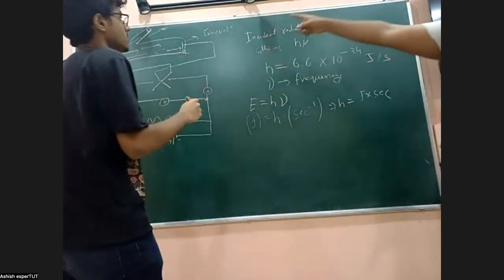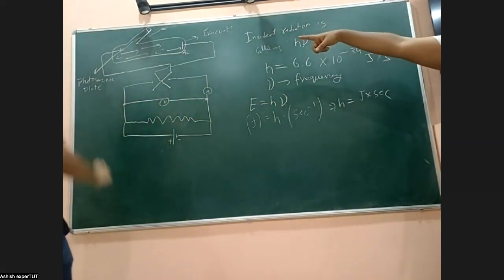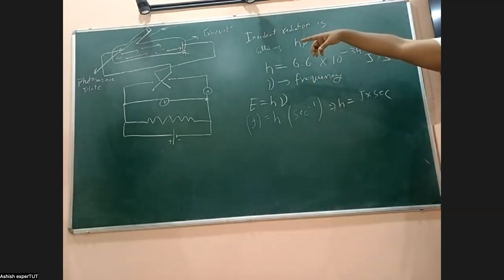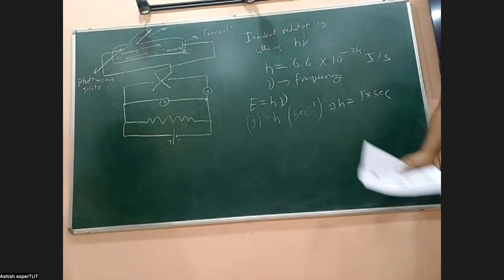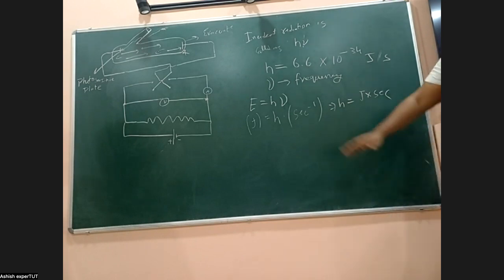Now show there, where is the photon hitting? The cathode, the metal plate, and what is happening? It's removing some electrons, taking out some electrons. Okay, so the thing is, good question. So what you will do is delete this.